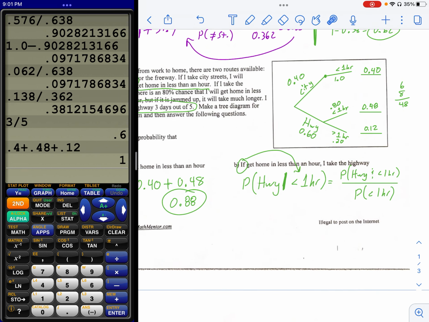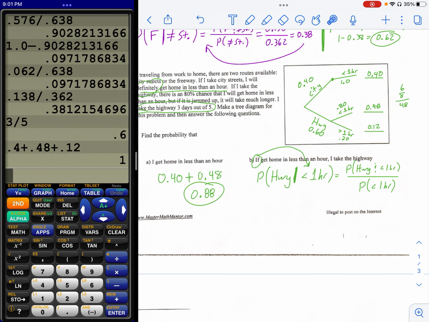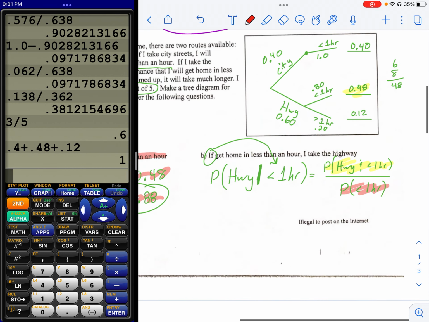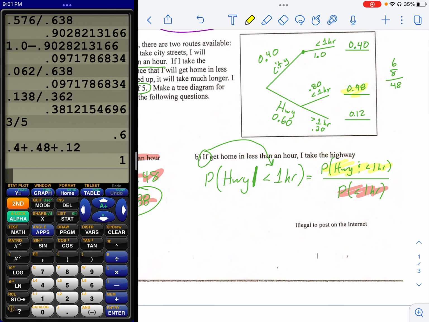And we have those in the chart. Well, we have them. What's the probability of the highway and less than an hour? That's the highway and less than an hour. That's right here. So this is this probability. And this we found over here, less than an hour. So I already kind of have my two answers, folks, and I just need to know where to look.